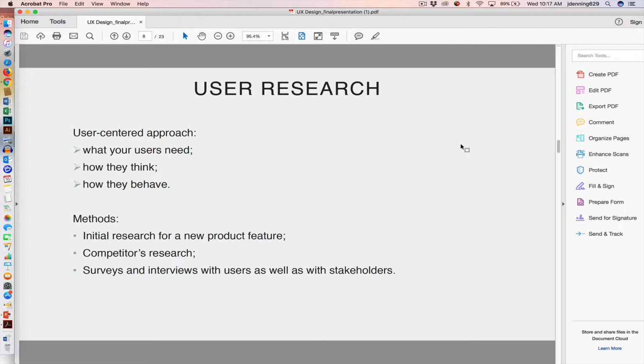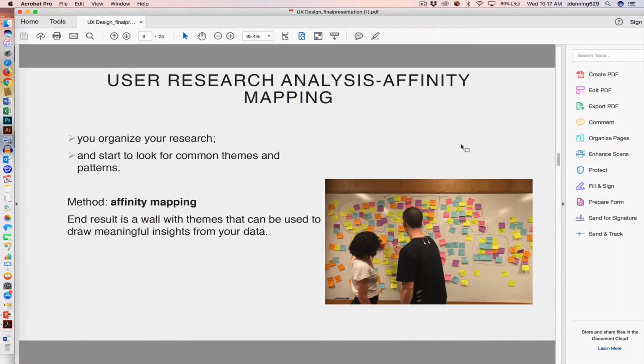So user research is a user-centered approach, and it's about what your users need, how they think, how they behave. Methods include initial research for a new product feature, competitor research, and surveys and interviews with users, as well as the stakeholders. User research analysis, affinity mapping, is where you organize your research and start to look for common themes and patterns. The end result is potentially a wall with themes that can be used to draw meaningful insights from your data. So it's really thinking about all the possibilities of where the user would go as they navigated the product.